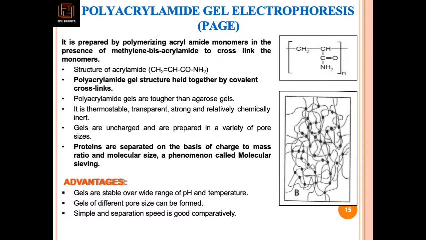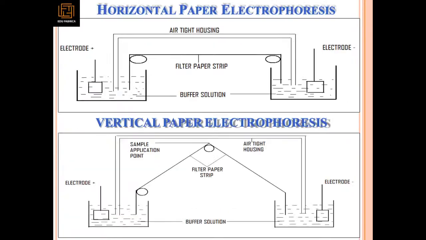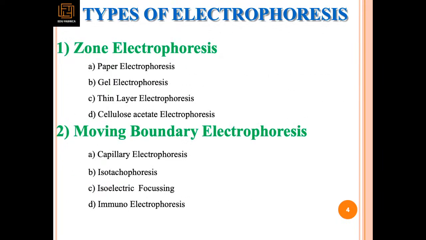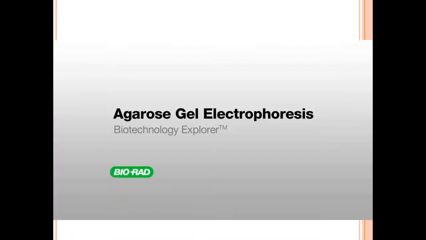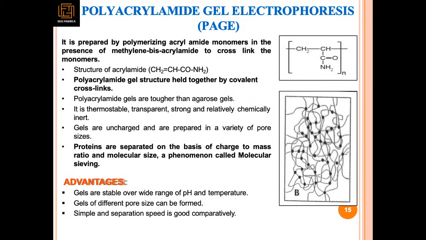Now, further within the same zone electrophoresis that we are discussing since morning, we have discussed paper electrophoresis and gel electrophoresis. Within gel electrophoresis, we are discussing various types and their importance. Now comes the next part, that is polyacrylamide gel electrophoresis, that is PAGE.